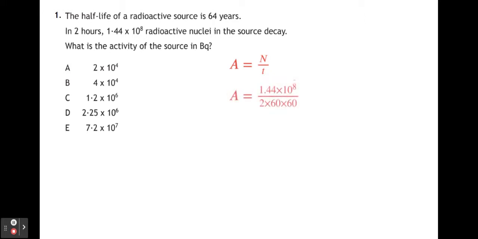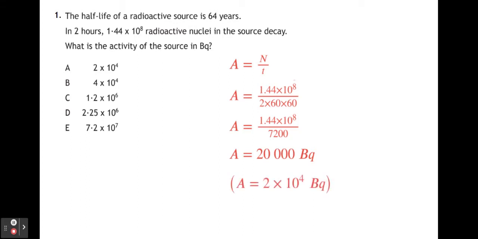So the number of decays is 1.44 times 10 to the power of 8. And the time is 2 hours, which we need to convert to seconds. So we do 2 times 60 to get to minutes, times 60 again to get to seconds, which gets us 1.44 times 10 to the power of 8 divided by 7,200, which is 20,000 becquerels, or 2 times 10 to the power of 4 becquerels. Answer A.